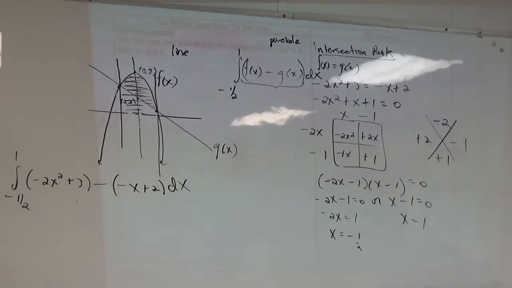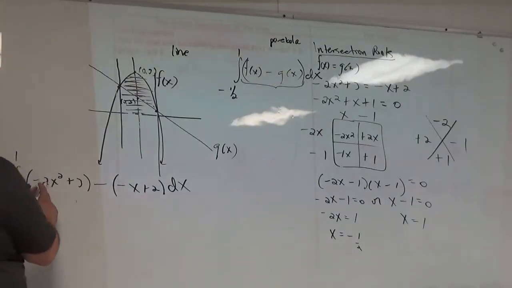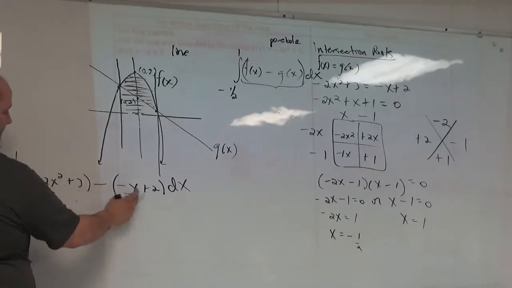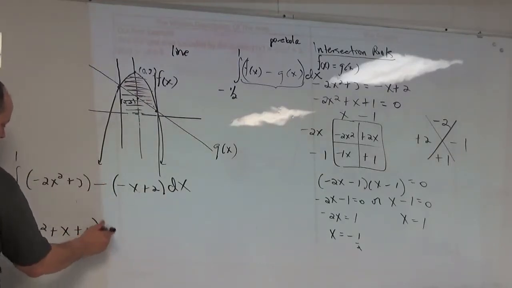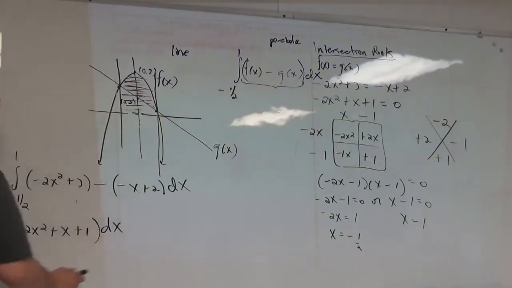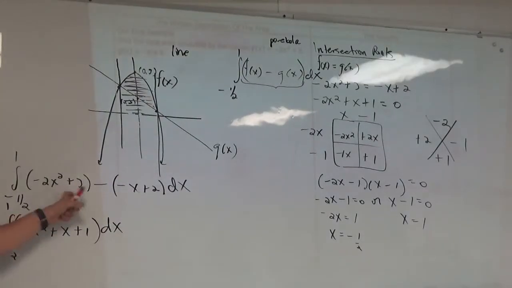Gosh, that's ugly. Maybe we can clean this up a little bit. And Jackie, I think this kind of gets to your point earlier. Negative 2x squared plus 3 minus all this, when you simplify, becomes negative 2x squared plus x plus 1. And you integrate with respect to x. F of x minus g of x. See what you can do.